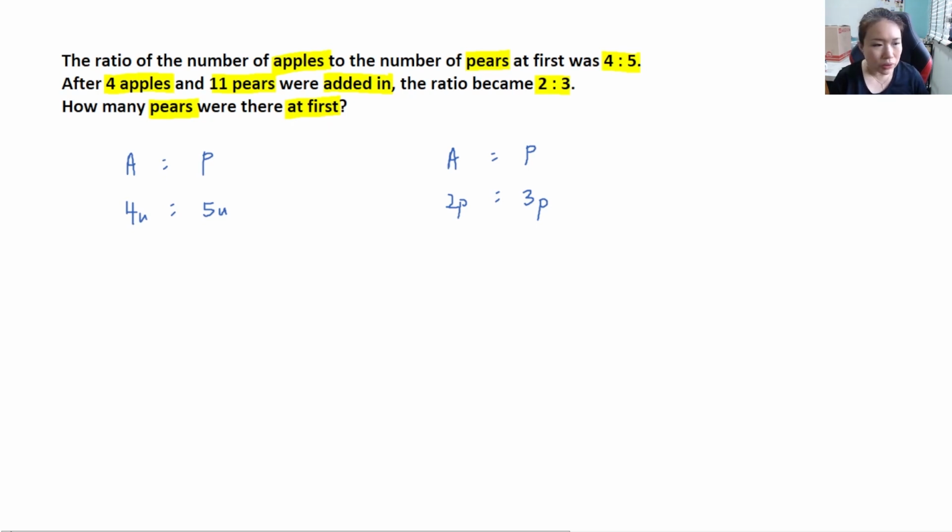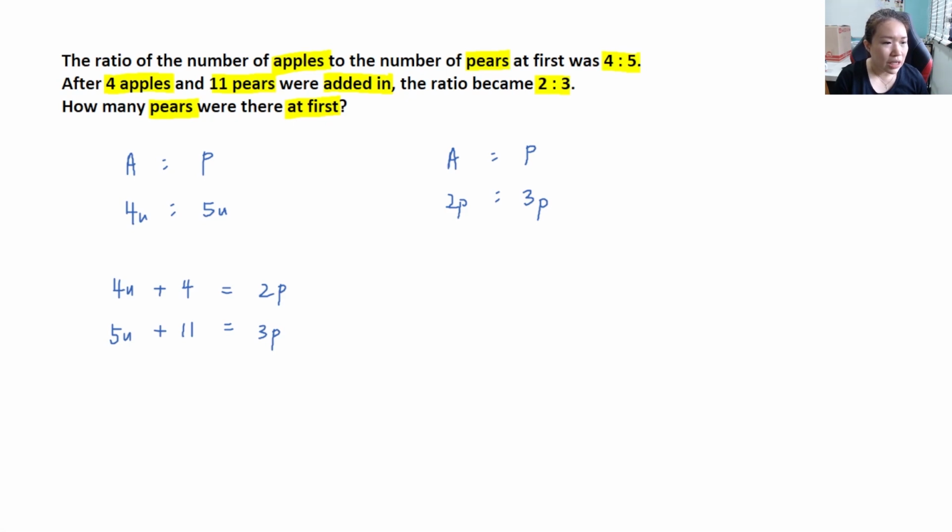So I'm just going to go on to write down the two equations. For the apples, started off with 4 units, then added 4 apples, and ended up with 2 parts. And for the pears, started with 5 units and 11 pears were added, and we ended up with 3 parts.